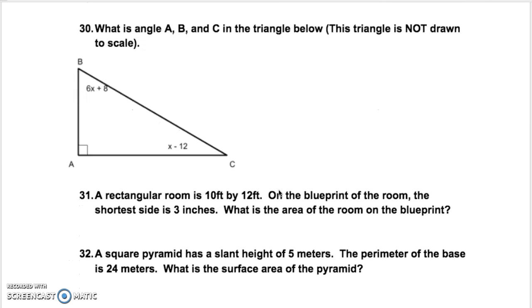Number 30, what is angle A, B, and C in the triangle below? The triangle is not drawn to scale. So you're having to find each of these angles, even though they give them to you as a measurement, this one's an expression, this one is an expression as well.